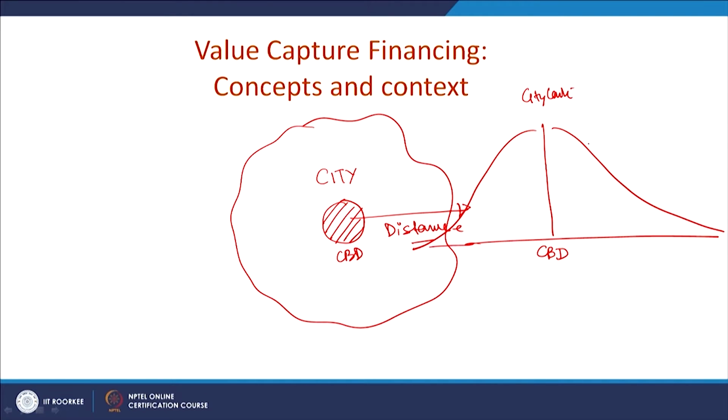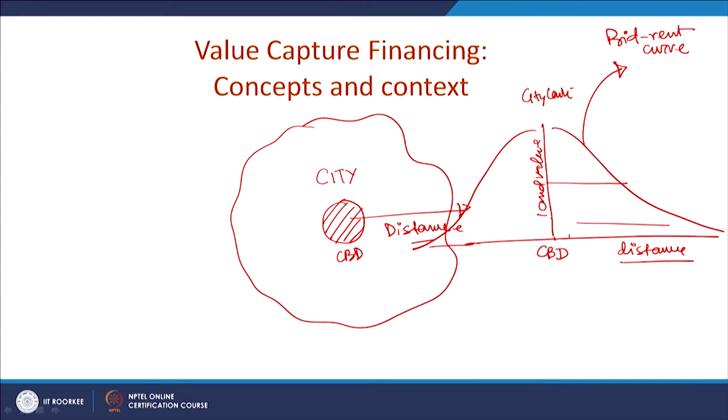This curve is called the bid rent curve, which shows the relationship between distance and land value. The greater the distance, the lesser the land value; the lesser the distance, the higher the land value. This is the mechanism of how it works.